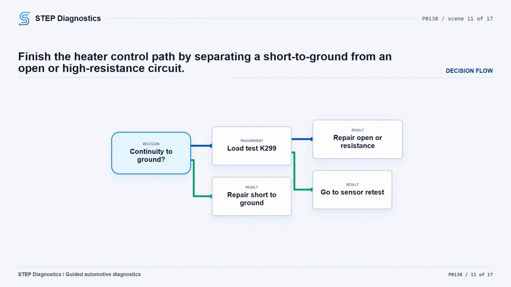The bulb should be illuminated and bright. If it is not, repair the circuit for an open or high resistance. Then verify the repair and confirm the code stays gone. If it passes, move to the sensor replacement and retest step later in the path.